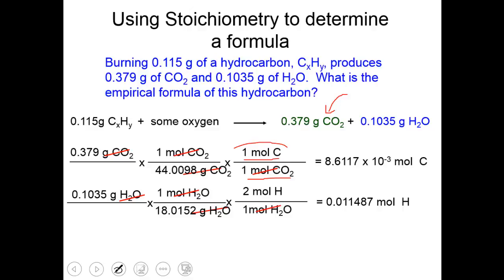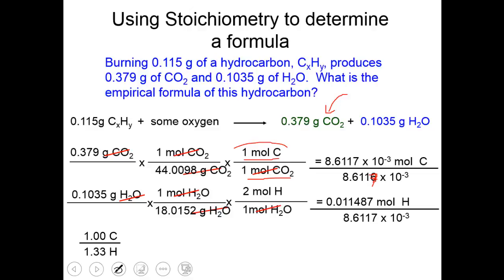So now that we have the moles of carbon and hydrogen, let's divide by the smallest number of moles, which in this case is 8.6116 times 10 to the minus 3. And this one was a 7, sorry, that one was a typo. So let's divide by that. And we're going to see that, of course, we end up with 1 C here. And so we've got 1 C to every 1.33 H's.